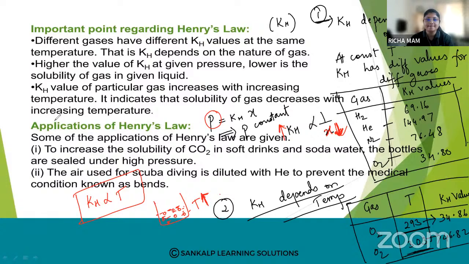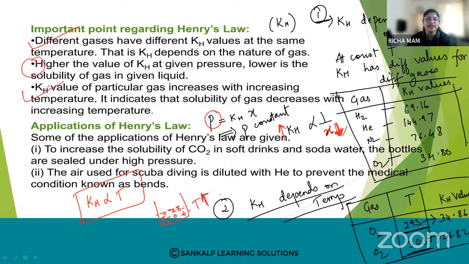First, the KH value depends on the nature of the gas. Second, it depends on temperature. So you can see here, first point: different gases have different KH values at the same temperature, that is at a constant temperature. That is, KH depends on the nature of the gas. Then the second one: the higher the value of KH at a given pressure, the lower will be the solubility of the gas. So the higher the value of KH, solubility will decrease.